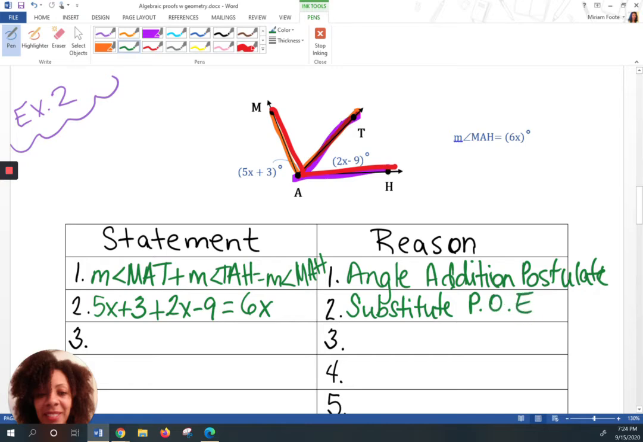What do I want to do now? I just want to simplify it. So I have a 5x and a 2x, so that results in 7x. 3 minus 9, which is negative 6, equals 6x. What did I do? I simplified. So here you just say simplify.